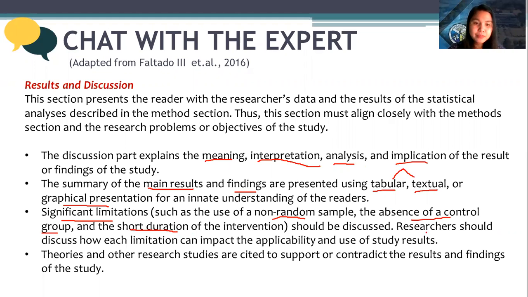Next, you will also present the theories and other research studies. For example, ma'am, I found a study, but the study says that it does not support my result. No problem. Actually, the theory or the research studies can either support or contradict your results. This is what the study said, but this is the result of my study.